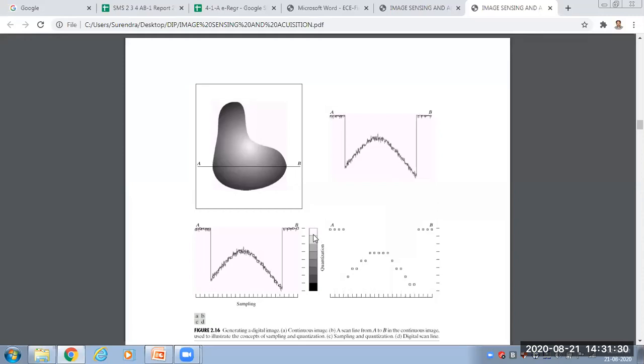So depending upon your quantization method, there are some digital values, and here we are approximating to the digital values. Let us consider this point is nearer to dark.